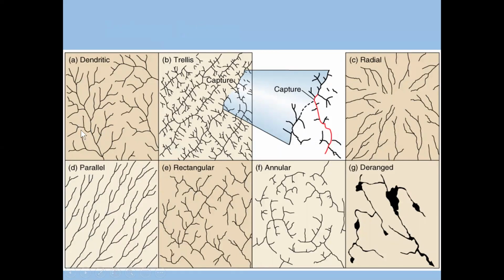So the dendritic pattern looks like the branching of a tree. Trellis pattern, I'll explain what that is when I get to the map showing trellis, but mainly in areas like the ridge and valley, which is a subsection of the Appalachian Mountains, where you have linear valleys divided by linear ridges, hence the name ridge and valley. So we'll talk about those. Then radial patterns, parallel we won't worry about because it's a derivative of a dendritic. Rectangular I will show you, annular we won't worry about, and the deranged drainage pattern.